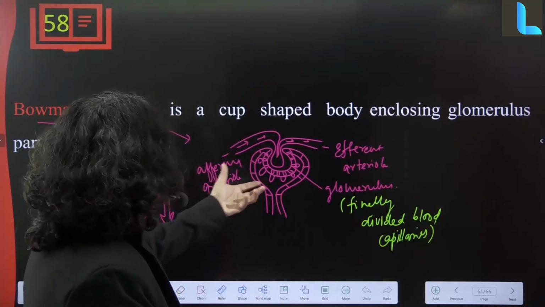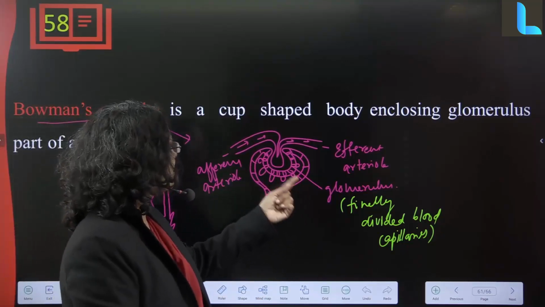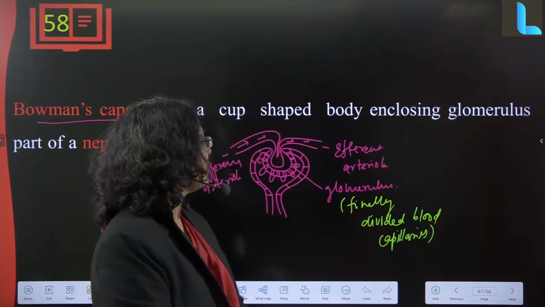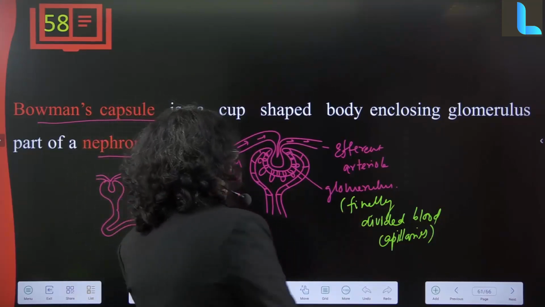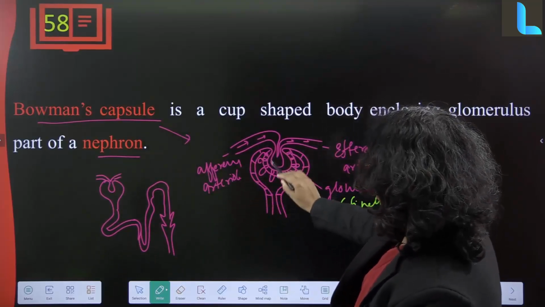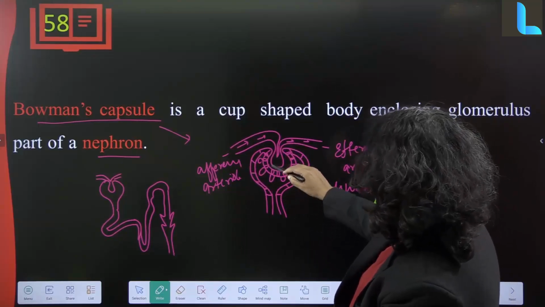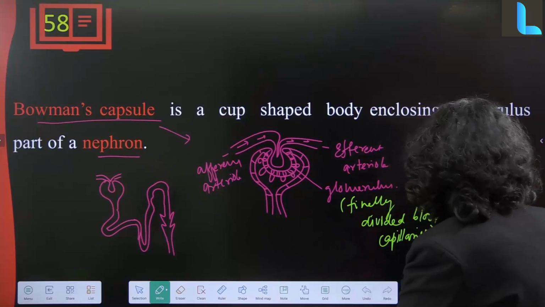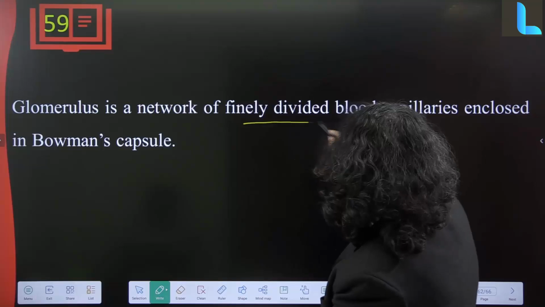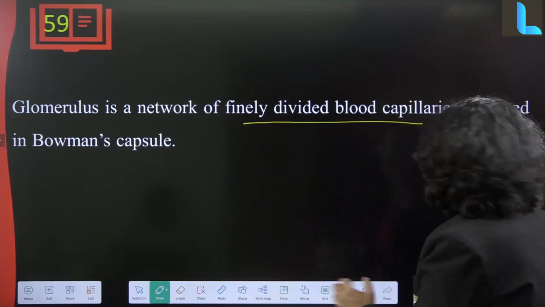Bowman's capsule is a cup-shaped body enclosing the glomerulus and part of the nephron. So what is the glomerulus? Inside the cup-shaped object there are finely divided blood capillaries. How will the filtration be done? Here we can see the afferent arteriole and efferent arteriole. The waste blood comes in, gets filtered, and the purified blood goes out from here. The glomerulus is a network of finely divided blood capillaries enclosed in Bowman's capsule, which is a cup kind of arrangement.